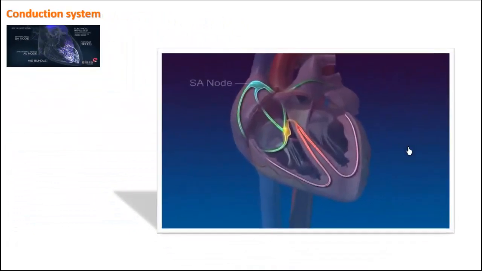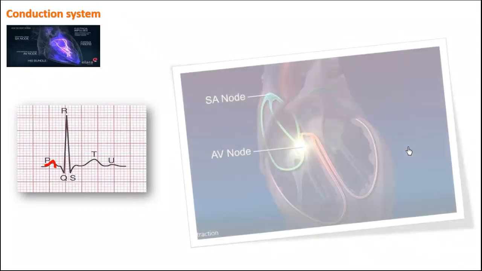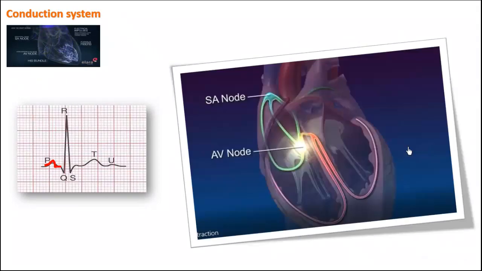When the impulse is fired here, it will be represented in the ECG with a small upright deflection called the P wave. And then the impulse will travel from this area, which is the SA node, to the whole atrium, and then reach another node here called the AV node. When it reaches this point, it's something like a bridge, so there will be a delay here. It's called the PR interval.